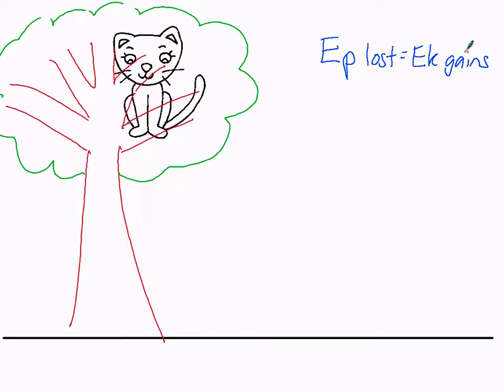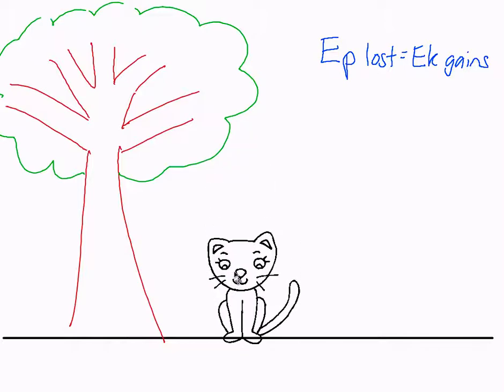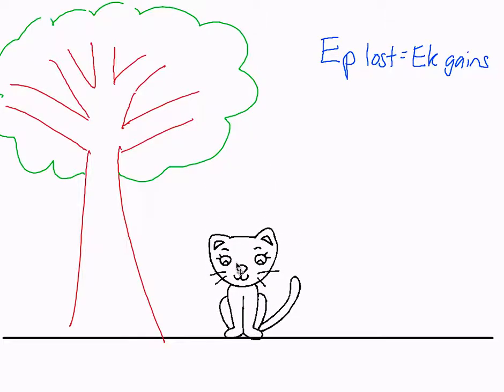In the real world, as the cat falls, if you were to take actual measurements of the speed and what have you, you'll find that the EK here is less than the EP it had at the top. Not all of the EP turns into the EK at the bottom there. Something happens along the way.